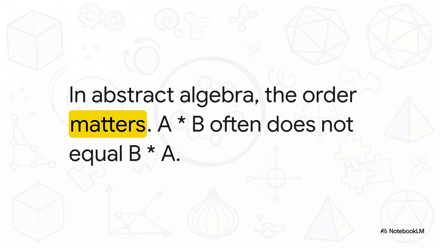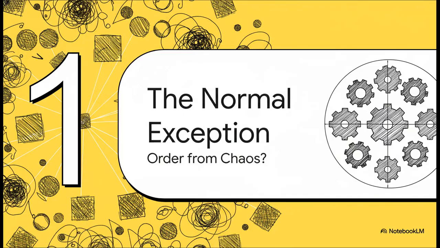But what if I told you that in the wild, fascinating world of abstract algebra, that comfortable rule often goes right out the window? You see, when mathematicians study something called groups, the order you combine things can be absolutely critical. Doing A, then B, can give you a totally different result than B, then A. It creates this kind of structured, beautiful chaos. So that's the big question, isn't it? How do you find order in a world where A times B isn't the same as B times A?